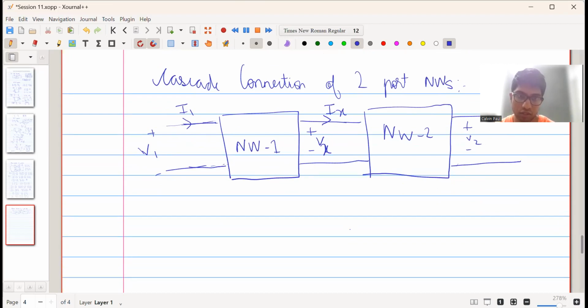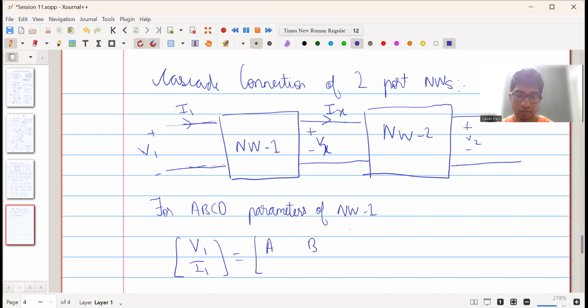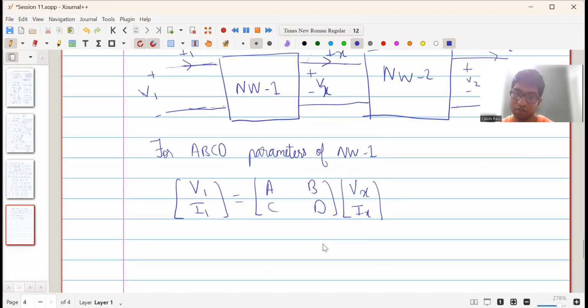So we know for ABCD parameters of network 1, we have V1, I1 is equal to A1, B1, C1, D1 into Vx and Ix. We don't need to put a negative sign because this current Ix is in the outward direction. If it was in the inward direction, then we would have to put a negative sign. But since it is already in the outward direction based on the convention for ABCD parameters, we write it as V1 is equal to A1 Vx plus B1 into Ix. I1 is equal to C1 into Vx plus D1 into Ix. So this is the matrix representation for network 1 of the input and output relation.